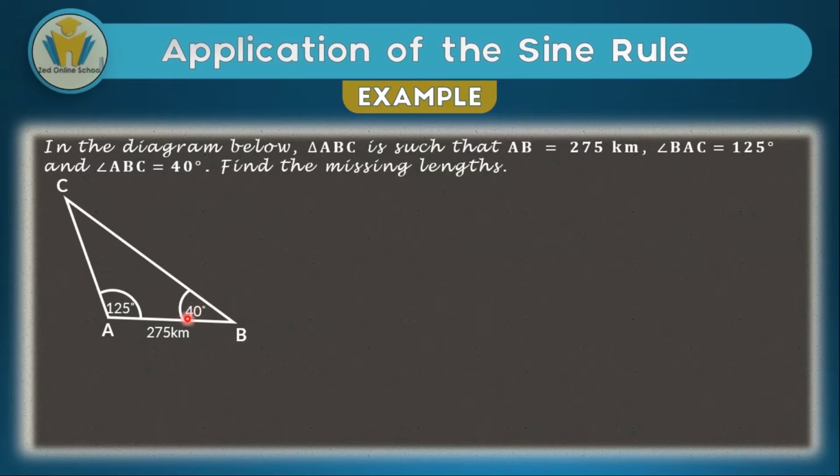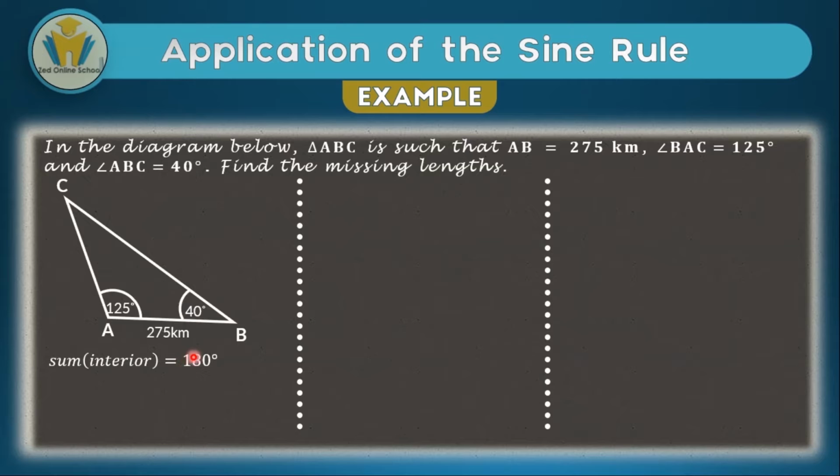As you can see, this 40 doesn't have its opposite side. This 275 kilometers doesn't have its opposite angle. So it's like, how can we find this? But actually, we just need to do some thinking here. If we've got two angles in this triangle, which are the interior angles, 125 and 40 degrees, we can find the remaining angle because we know the sum of the interior angles of a triangle is equal to 180 degrees.